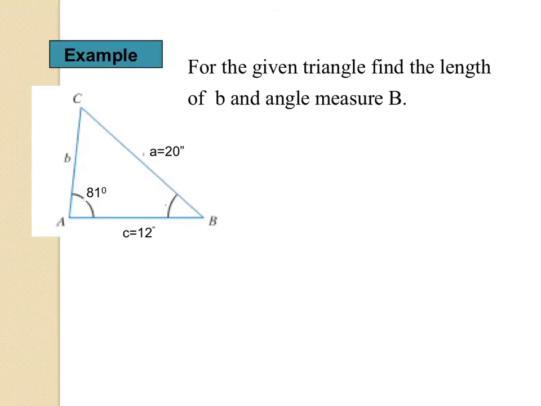All right, so here's our first example. It says, for the given triangle, find the length of b and angle measurement of B. Before you begin, remember what we want to do is compare H, b, and a. And in order to create that comparison based on what I just said a moment ago, we're going to need to solve for H equals b sine A.